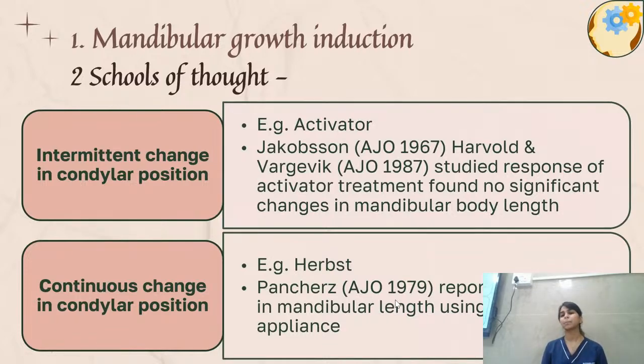But there was a study done by Jacobson, Harvold, and Wargewick. Jacobson did a study in 1967, Harvold and Wargewick did a study in 1987, and they concluded that activator treatment found no significant changes in mandibular body length. However, when Herbst appliance was used, according to a Pancherz study in AJO-DO in 1979, they reported an increase in the mandibular length using Herbst appliance. Therefore, according to this article, it is the continuous force application that plays a better role in altering the mandibular length.